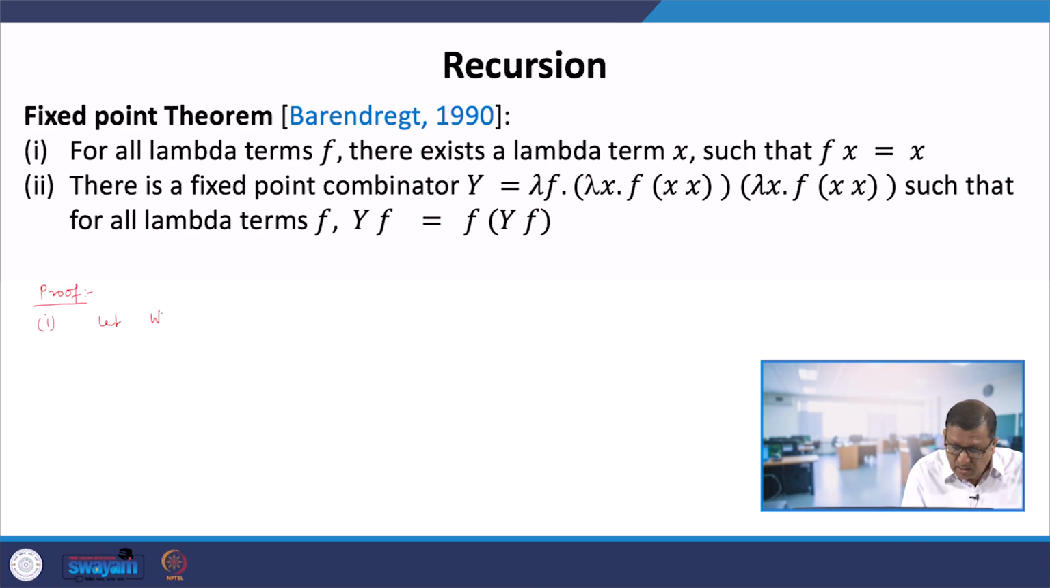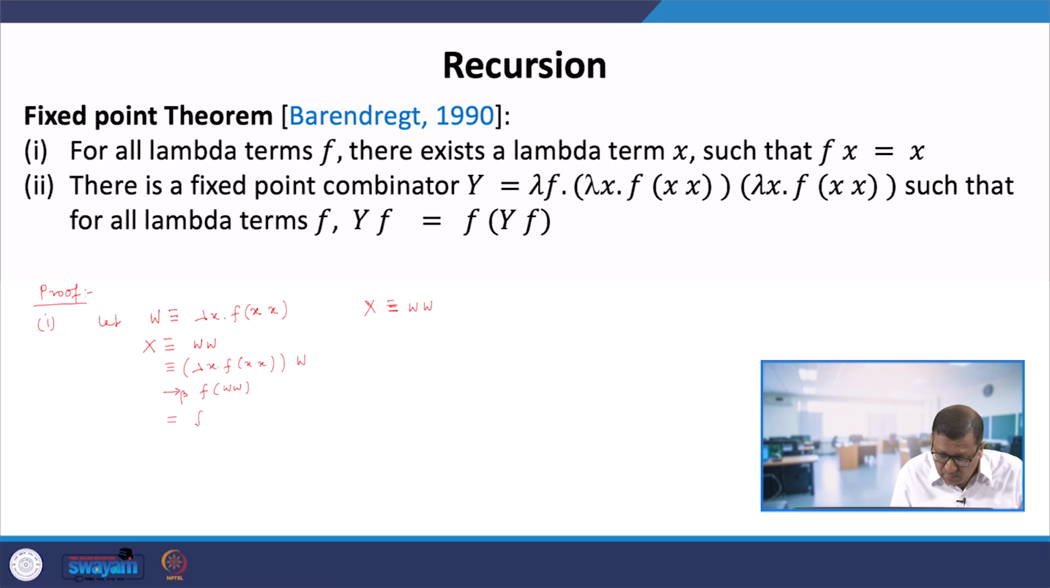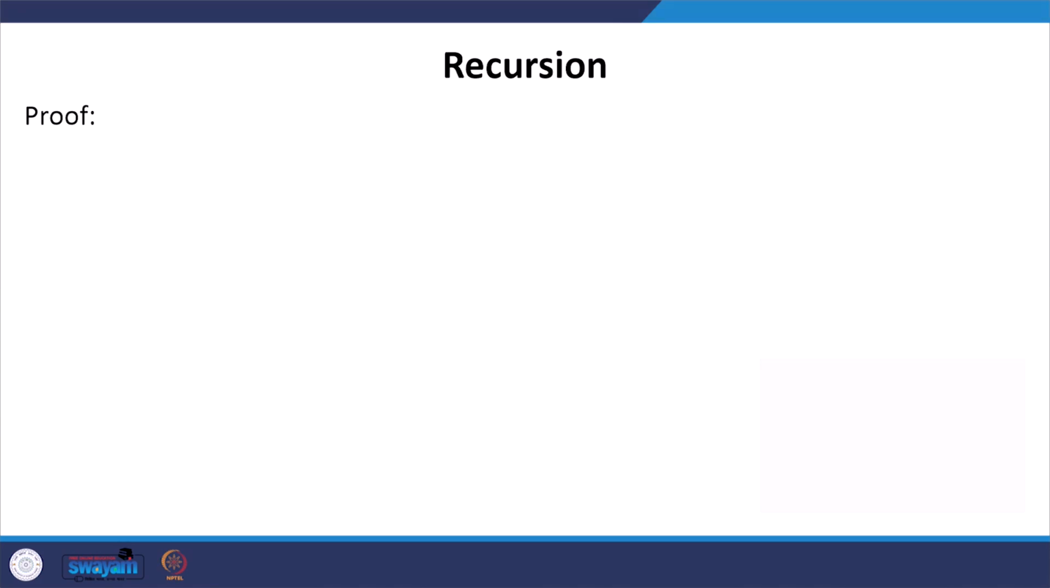For part 1, let W be equal to lambda x dot f x x, and let capital X be equal to W W. Then X is equal to W W. So this is lambda x dot f x x applied to W. This beta reduces to f of W W. Now W W is X, so that is equal to f of X. So what we have obtained is f X is equal to X. This completes the proof of part 1. Now we have to do the proof of part 2.